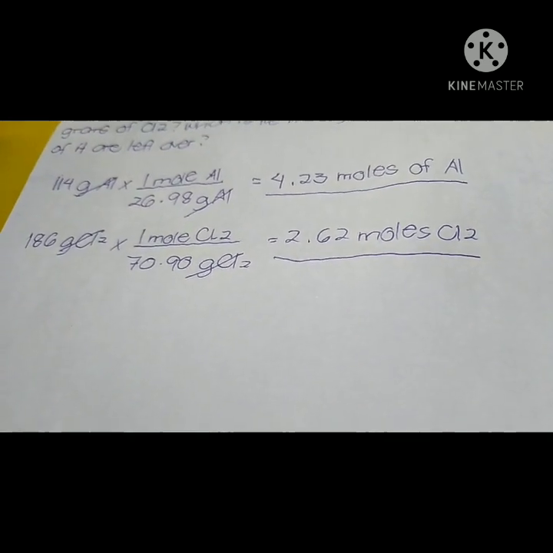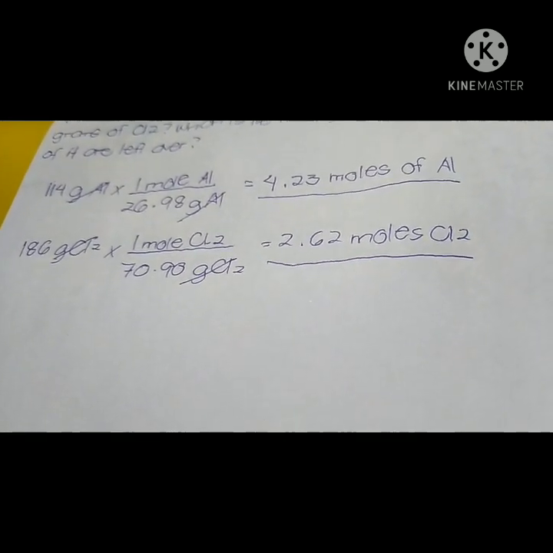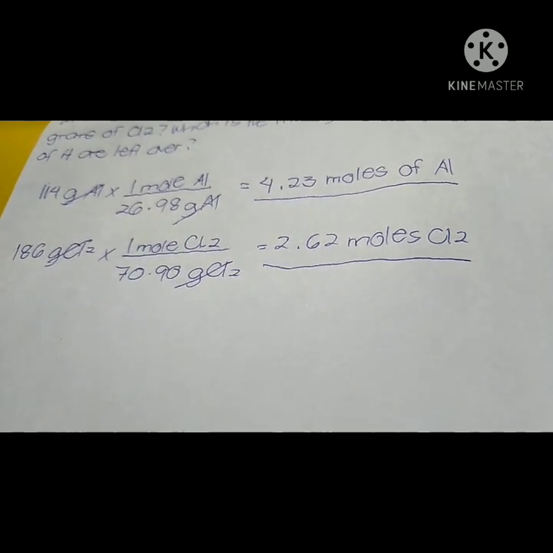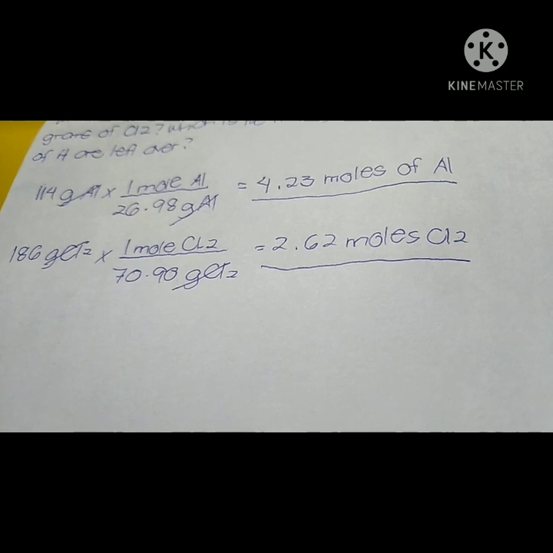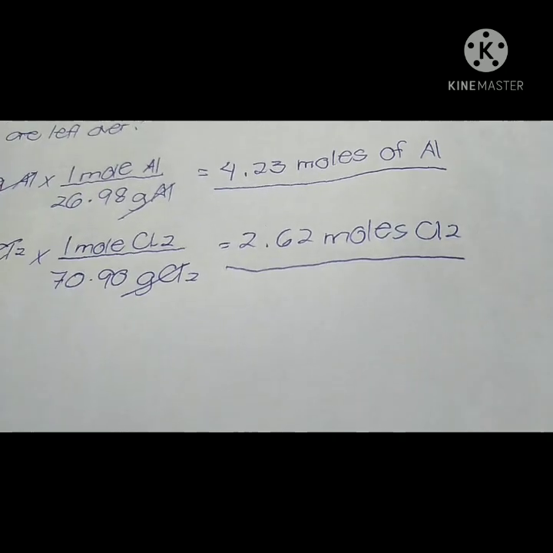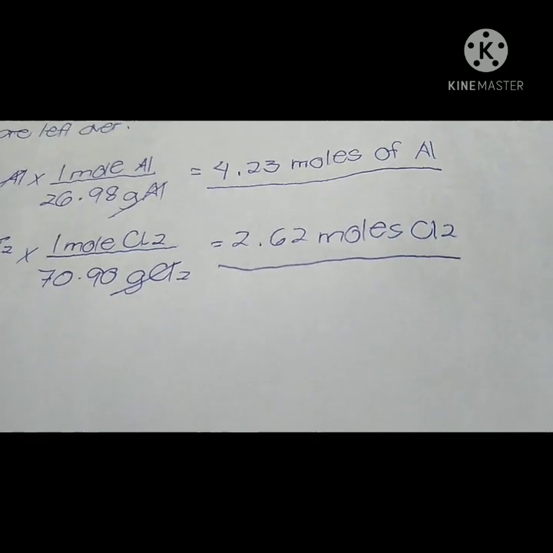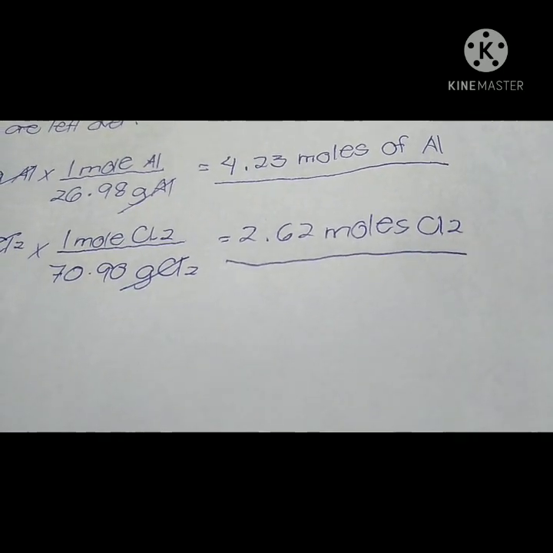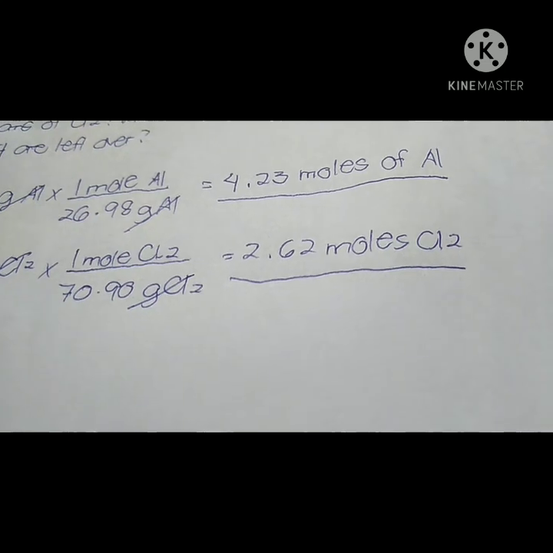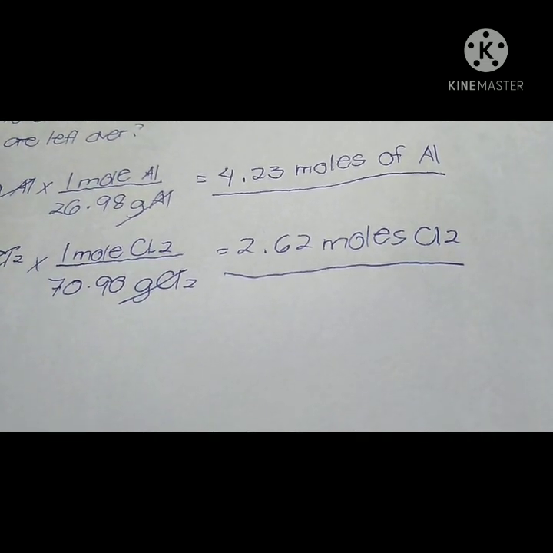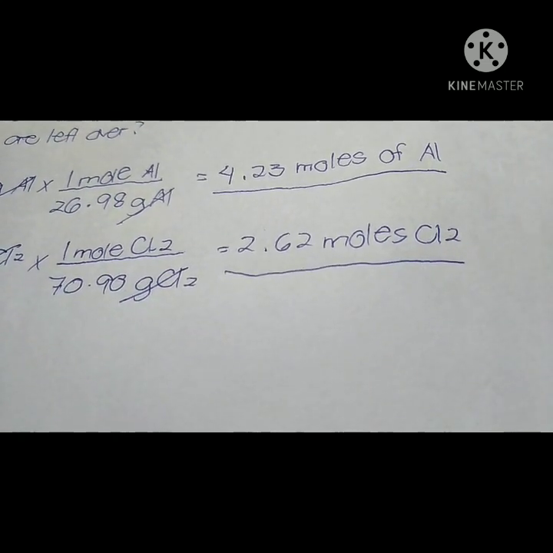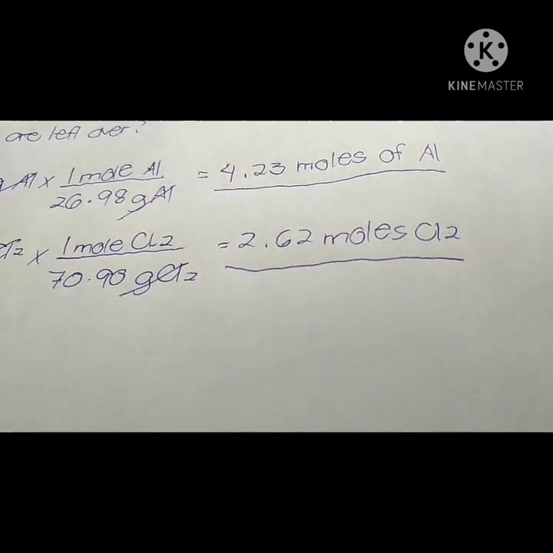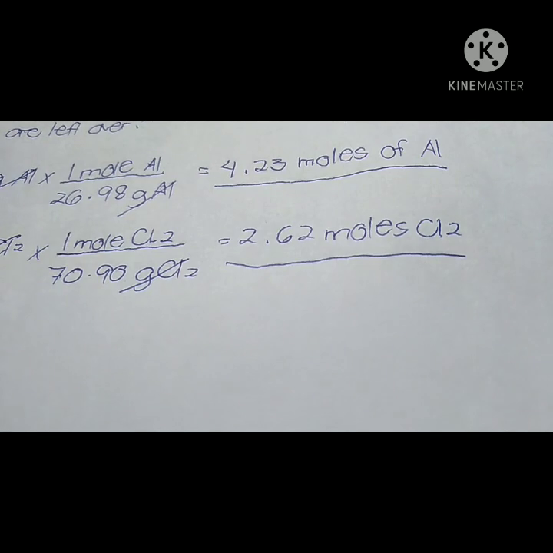Okay, we're going to answer two questions to figure this out. The first reactant that we run out of is the limiting reactant. We're going to figure out which we run out of first. Do we run out of aluminum or do we run out of chlorine? To use all of the aluminum, how many moles of Cl2 do we need?